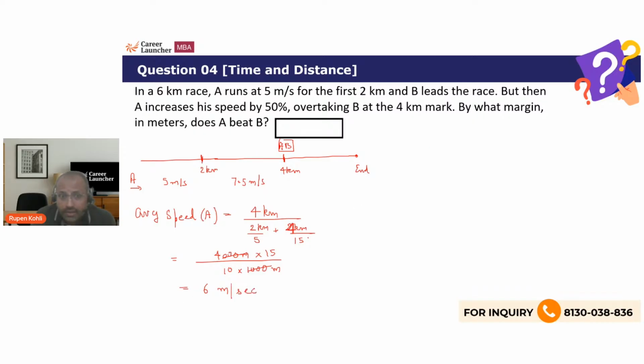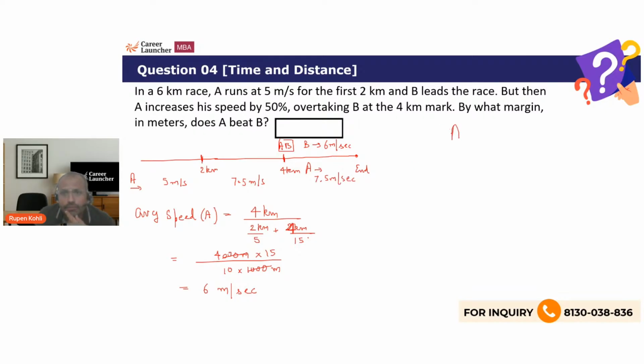Now we know that over here, B is running this race at 6 meters per second. He will continue to do so because nothing is mentioned. Whenever nothing is mentioned, the speed of a person always remains constant. So B is now running at 6 meters per second. A, on the other hand, we know is much faster at 7.5 meters per second. So obviously A will win the race. We have to find the margin, right?